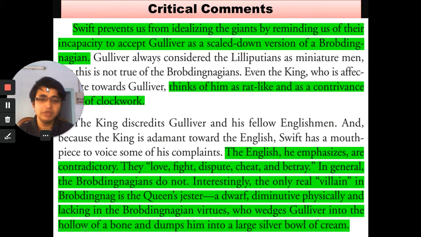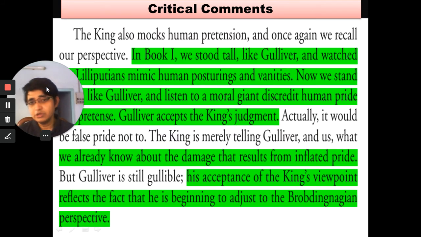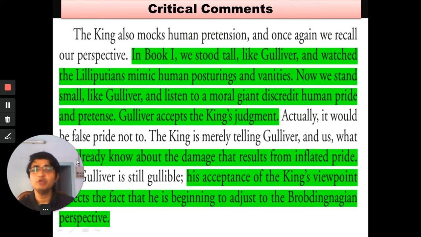So the Queen's Jester is a dwarf, a diminutive creature, physically lacking the Brobdingnagian virtues, who wedges Gulliver into the hollow of a bone and dumps him into a large silver bowl of cream, barbaric, almost an attempt to murder him. So in book 1, we stood tall like Gulliver and watched the Lilliputians mimic human posturings and vanities. And now we stand small like Gulliver and listen to a moral giant discredit human pride and pretense.